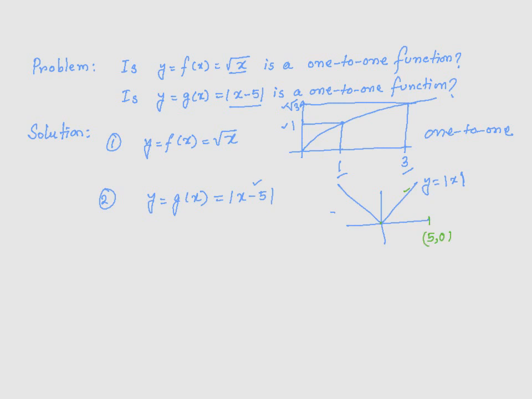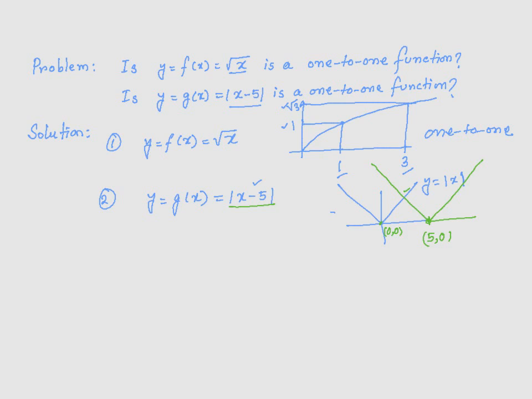So see, this tip here is at 0, 0. Now absolute value of x minus 5 is going to take this point and move it right here. So I'm going to have a new function exactly like the original one, like this. But for this one, if you take two different x values, you'll get the same y value. So it's not going to be one-to-one.